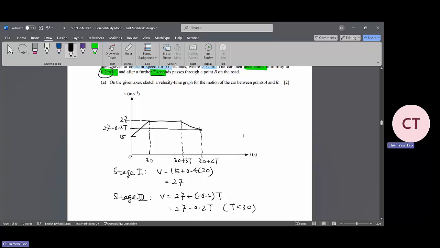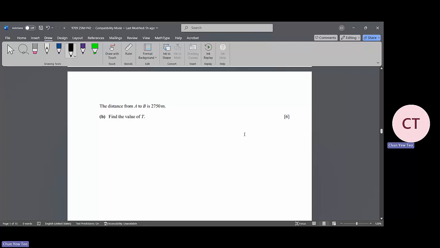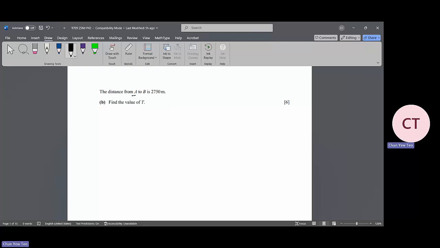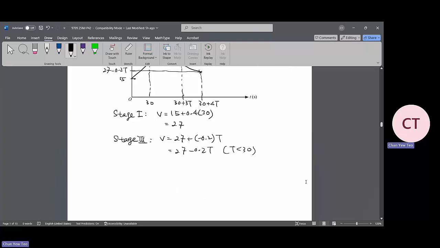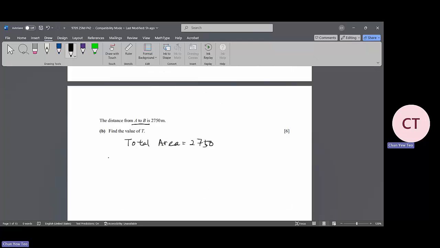Done. Then we are moving on with part B. The distance of A to B is 2,750. Okay, so the total area is equal to 2750. So we just need to calculate the area formula. The first stage is a trapezium. So trapezium first stage is half of 15 plus 27 multiplied by 30. Second stage is 3t multiplied by 27.